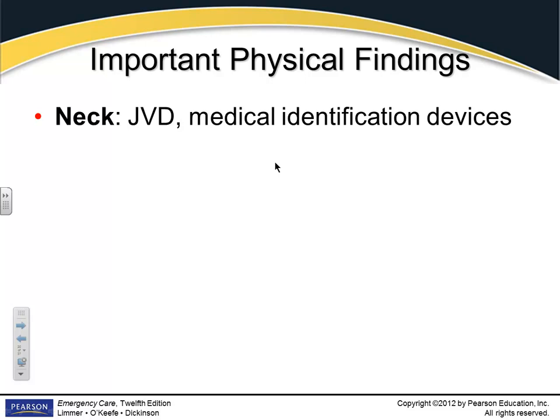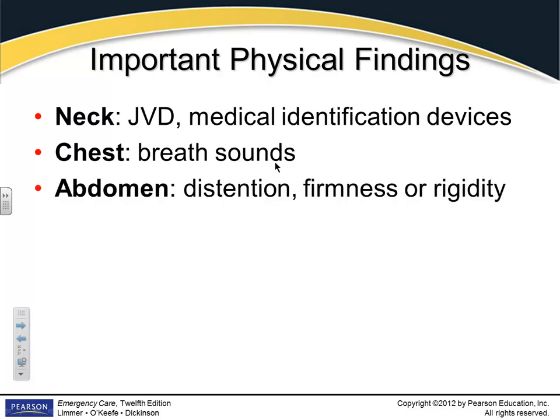Also look for any medical identification devices. They may wear something around their neck. They may also have something else in this area. They may have a pacemaker or an implanted defibrillator. So you'd be looking for that. The chest, you're always going to listen for breath sounds. It's not uncommon for a breathing issue to cause them to be unconscious. They could have fluid in their lungs. Who knows? Abdomen, we're checking for distension and firmness.